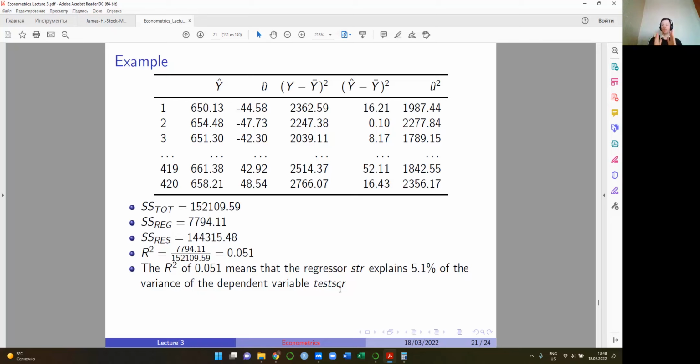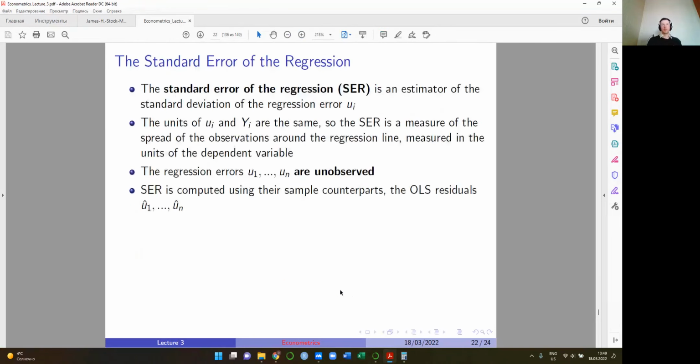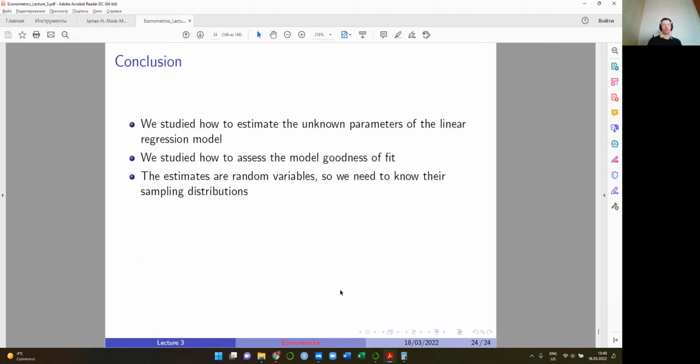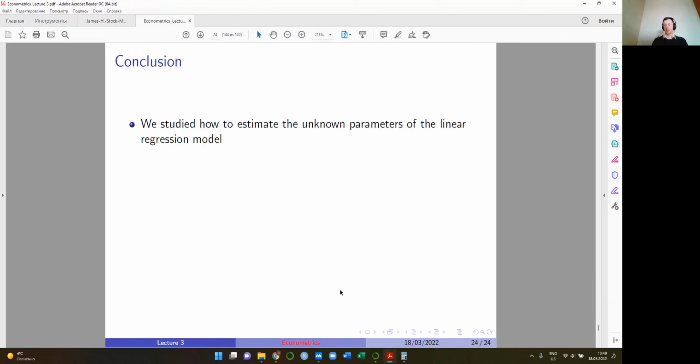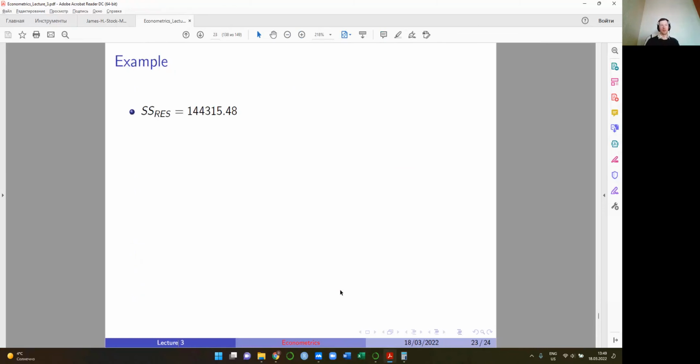So it's not about probability. It's not about confidence level. It's about the whole set of factors that are able to influence the test score. And out of this whole set, student to teacher ratio explains only 5.1%. That would be a more precise way to explain this. Well, okay, we are running out of time, so let me skip this part. We will talk about this in the next class, about the regression error, standard error of the regression.